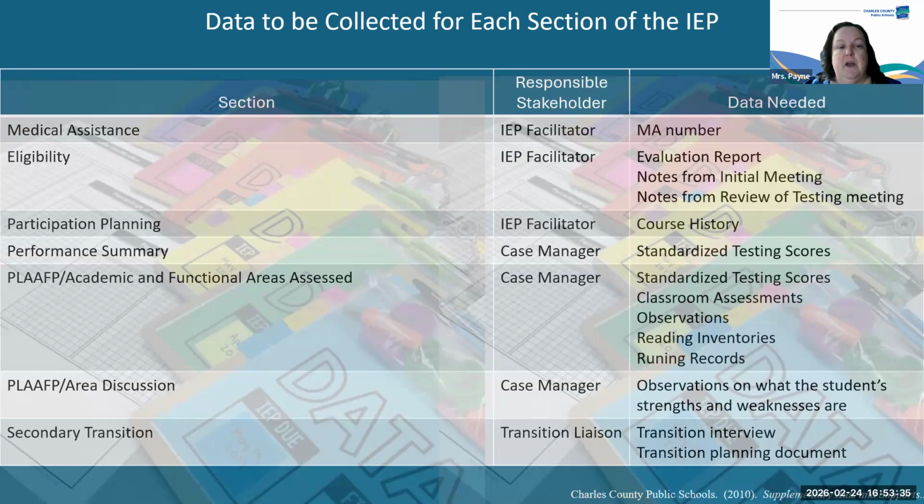For the present levels and the academic and functional areas assessed, you are going to pull information. The data you need is the standard test scores, also any classroom assessments that have been provided to you, any observations that you've completed, reading inventories, running records, that kind of thing. In the area discussion, you are going to discuss the student's strengths and needs. So you can also get this information from the classroom assessments, from the observations. For the secondary transition, I'm sorry, the transition liaison will take care of those items.